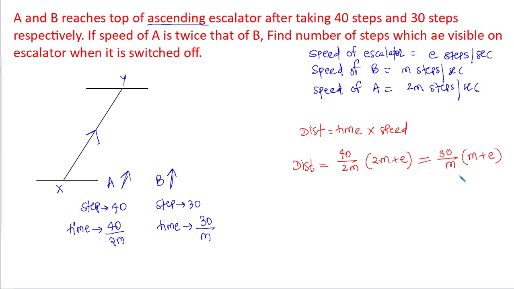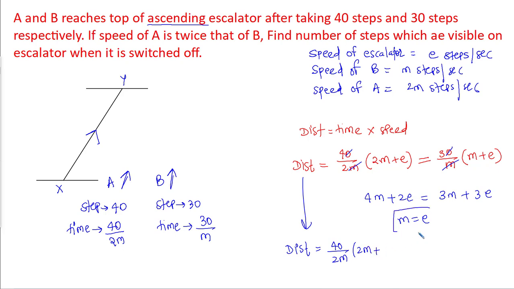So now let's try to solve this. This m and m will get cancelled out, this 0 and 0 will get cancelled out. So this is equal to 4m. 2 2s are 4m plus 2e is equal to 3m plus 3e. That is going to be m is equal to e. So now we are supposed to find the distance. Over here the distance is equal to 40 divided by 2m into 2m plus e.